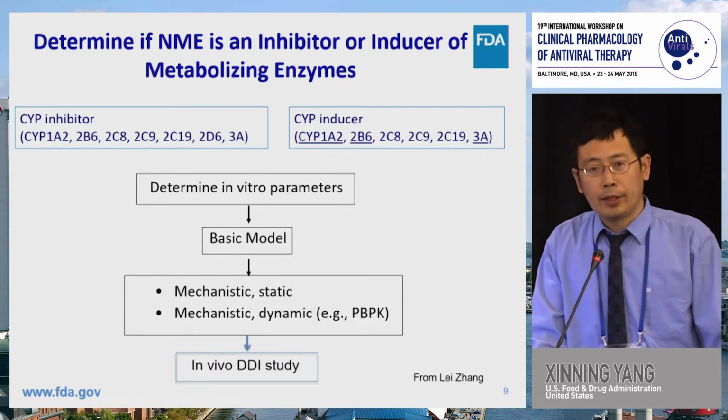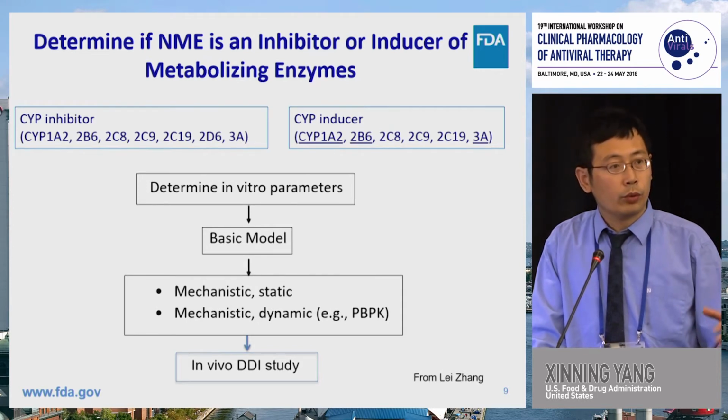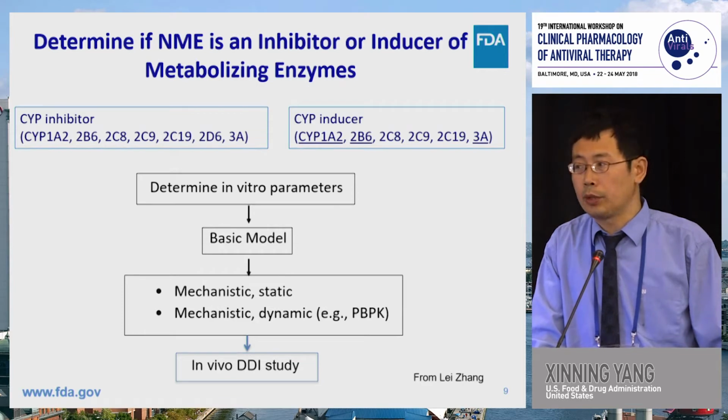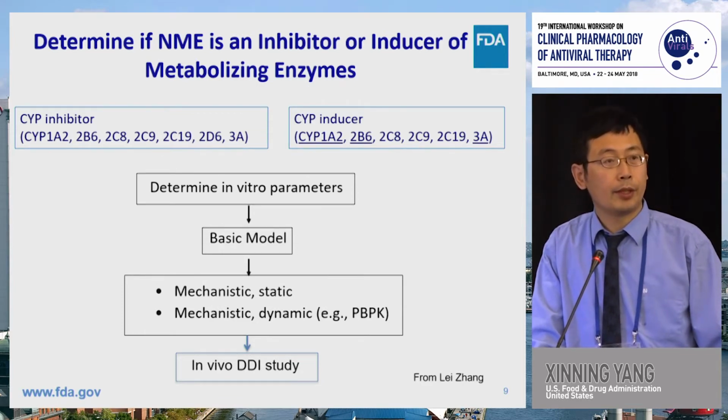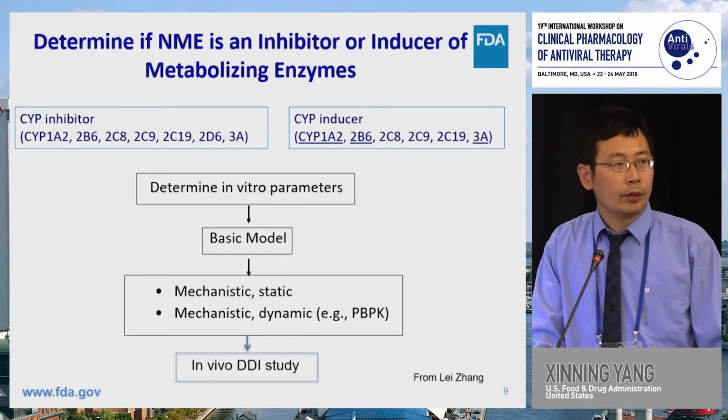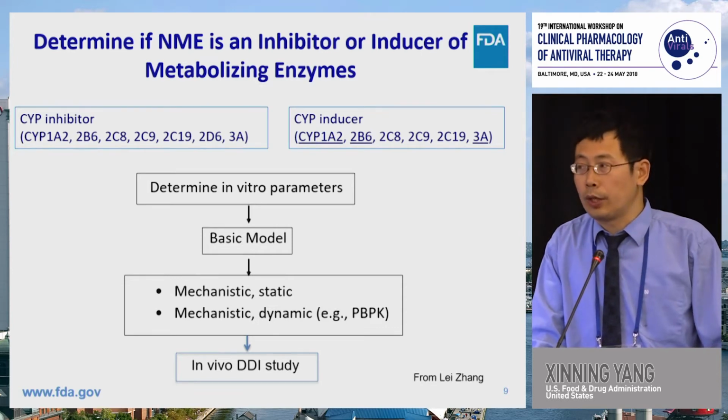However, it doesn't mean that if the value is above the cutoff, then definitely you have to go for an in vivo study. We also provide the option for using other approaches like the mechanistic model, static or dynamic. Dynamic usually means PBPK. So you can use that to justify if the drug has a potential or not. If this suggests that the drug may not have a significant effect in vivo, then you don't need to conduct an in vivo study.